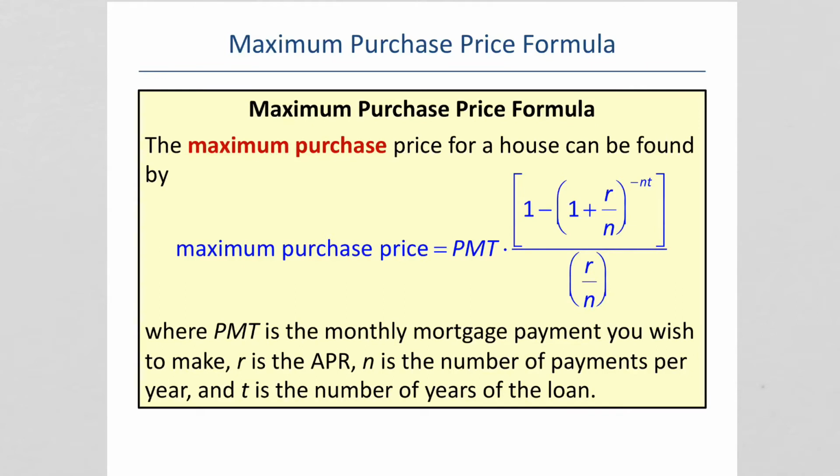The maximum purchase price for a house could be found with this formula: a payment times 1 minus 1 plus r over n to the negative nt, divided by r over n. Again, you can see these are all just manipulations of the same formula.